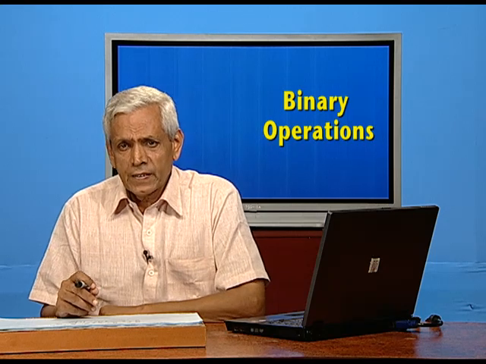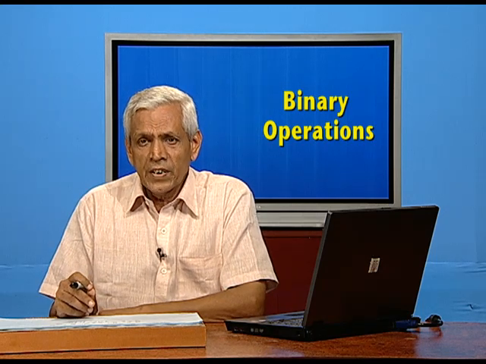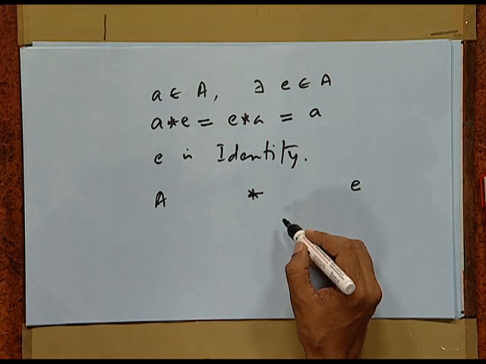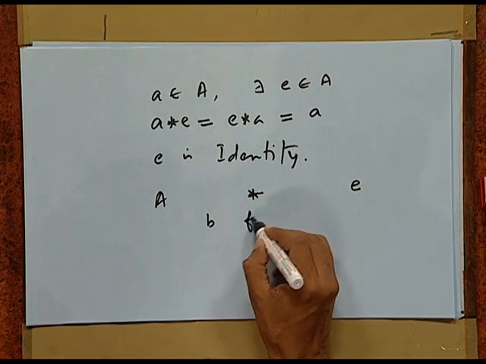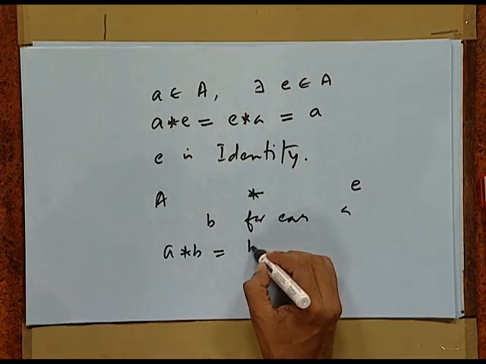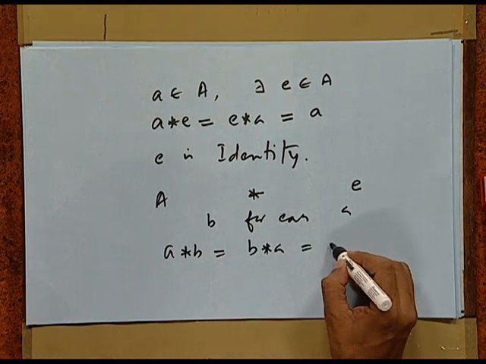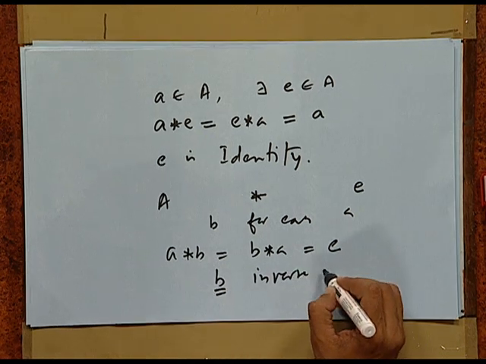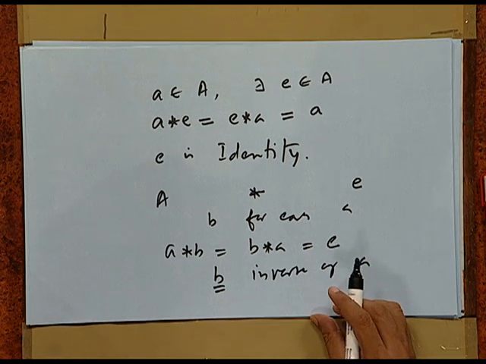Similarly, we have one more case known as inverse of an element. For instance, we have a set with an operation star with identity e. If we can find an element b for each a such that a star b is b star a is equal to e, then this b is called inverse of a, and whenever b exists, we say a is invertible.